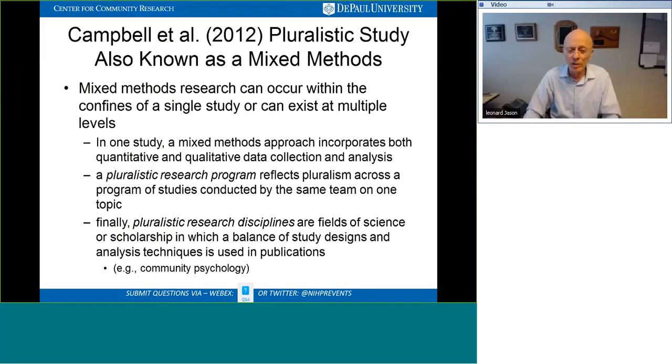Campbell, in a book chapter published in 2012, talked about pluralistic studies, which are also known as mixed methods. Mixed methods research can occur within the confines of a single study, or can exist at multiple levels. Let's explore what that means. In one study, a mixed methods approach can incorporate both quantitative and qualitative data collection and analysis. In contrast, a pluralistic research program can reflect pluralism across a program of studies conducted by the same team on one topic. Finally, pluralistic research disciplines are fields of science or scholarship in which a balance of study designs and analysis techniques is used in publications, for example, community psychology.